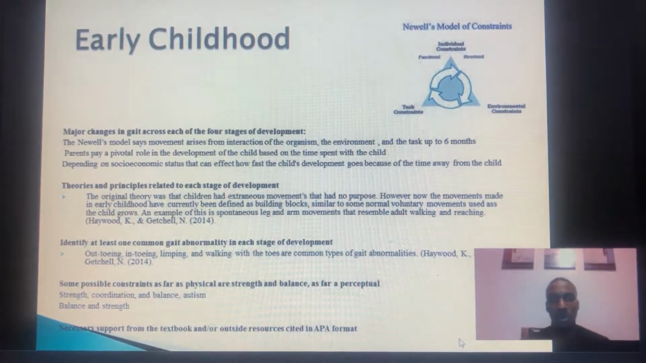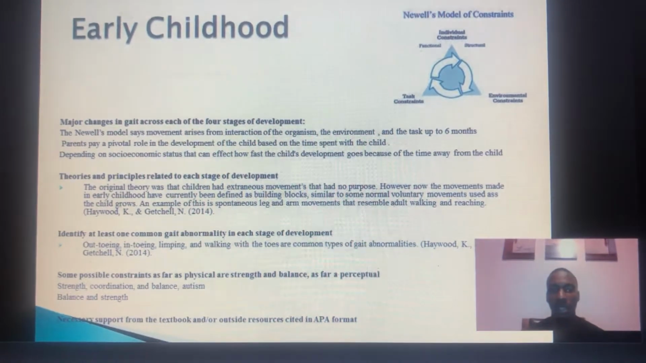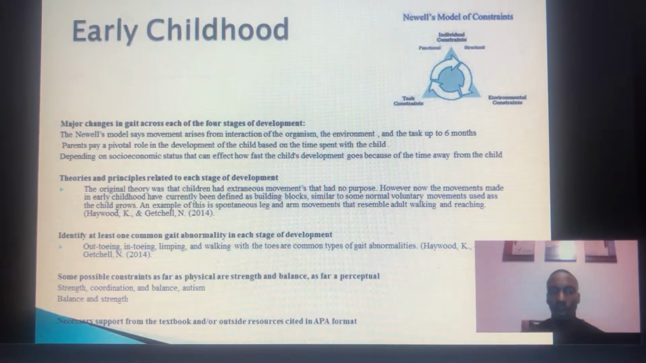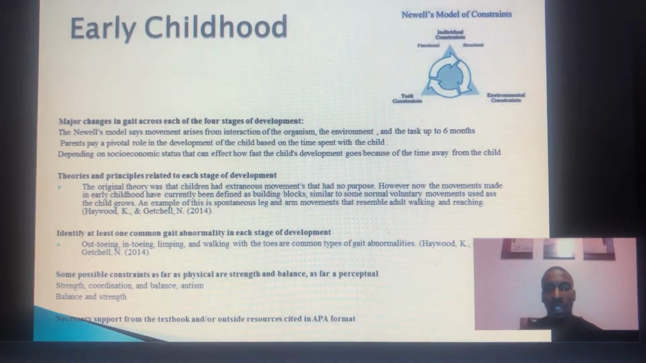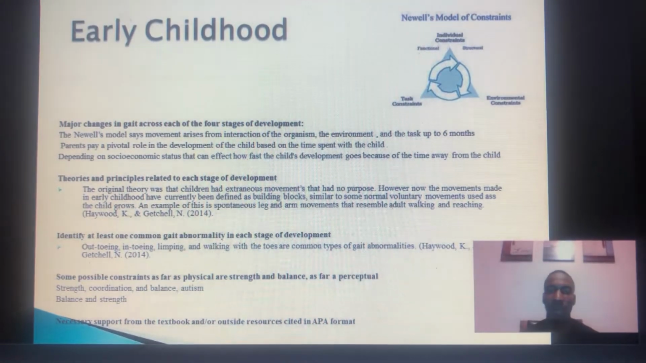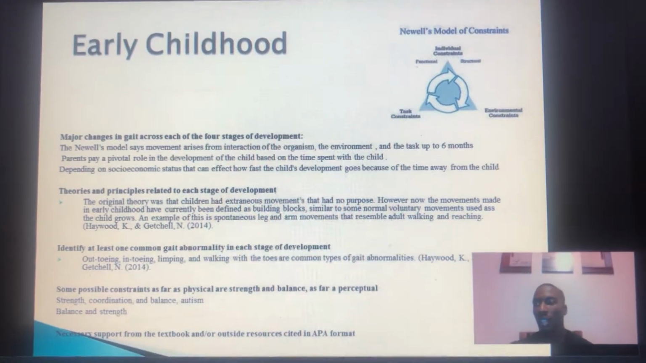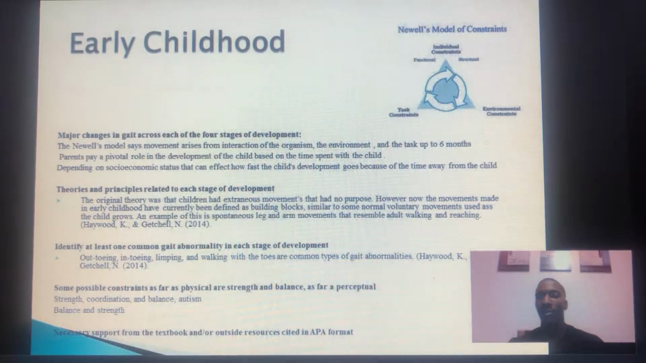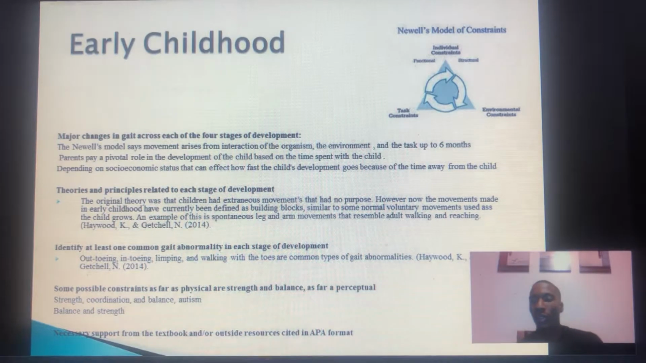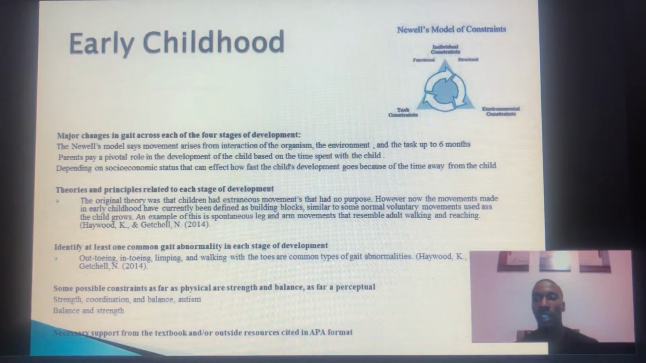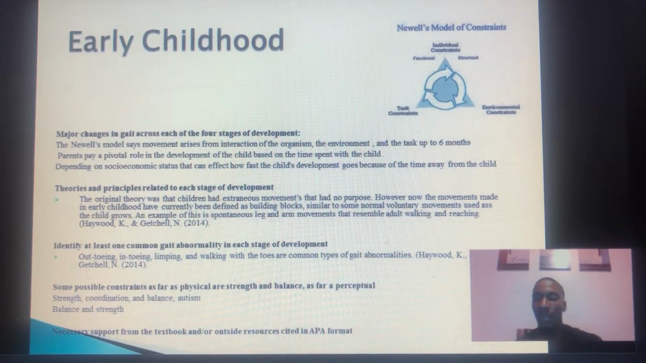The Newell's model says movement arises from interaction of the organism, the environment, and the task up to 6 months. Parents play a pivotal role in the development of the child based on the time spent with the child. Depending on socioeconomic status, that can also affect how fast a child's development goes because of the time away from the child. So basically, infants interact with their environment. The more stimulus that you give them, the more developed they can become, and vice versa. If the child has less stimulus, then they can develop a little slower.